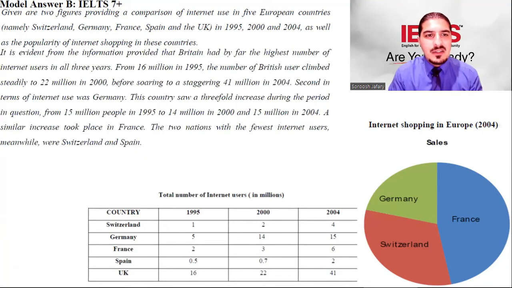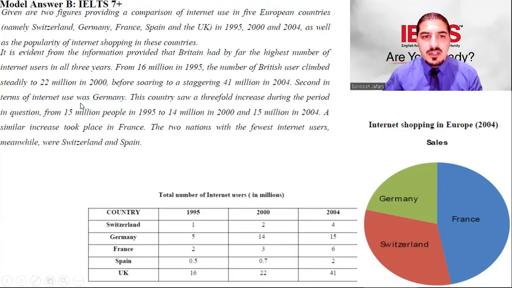Okay, it is evident from the information provided that Britain had by far the highest number of internet users in all 3 years. From 16 million in 1995, the number of British users climbed steadily to 22 million in 2000, before soaring to a staggering 41 million in 2004. That is how you should report it.